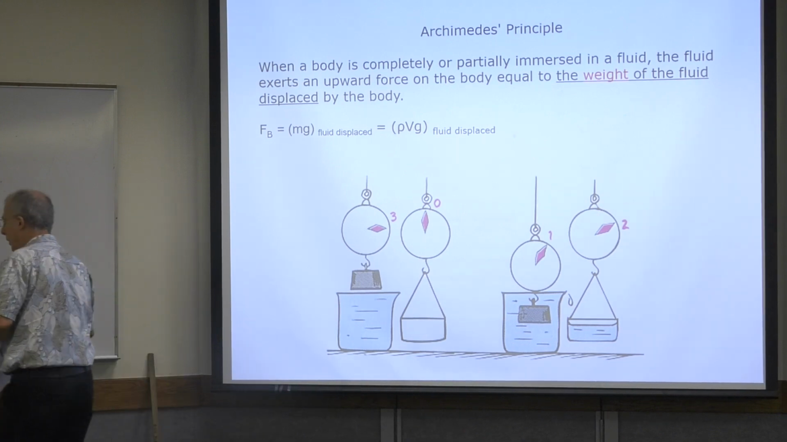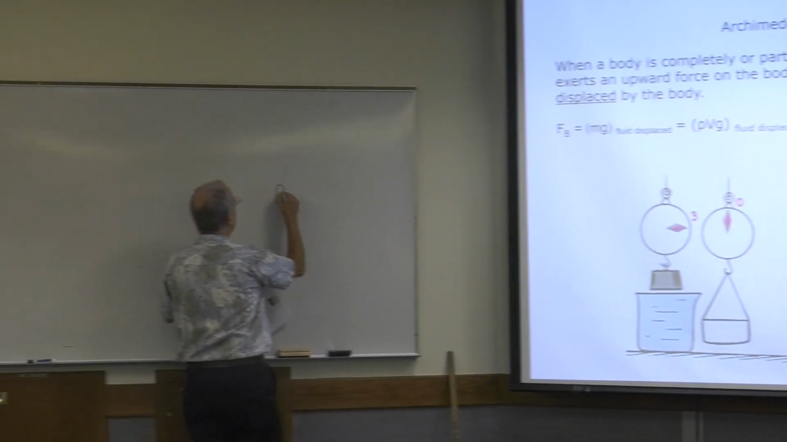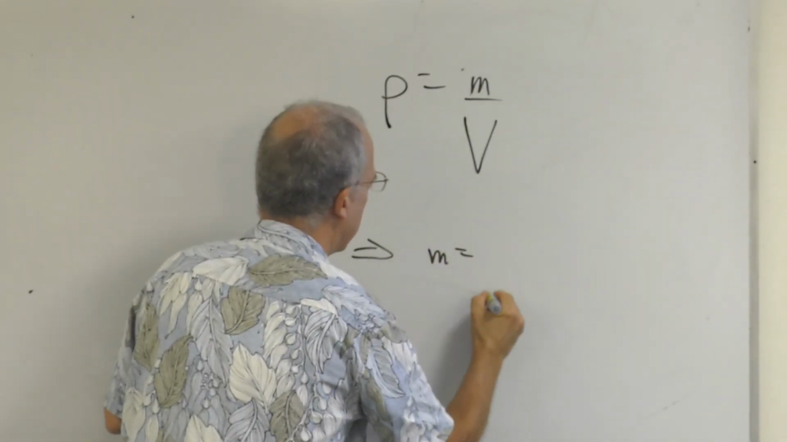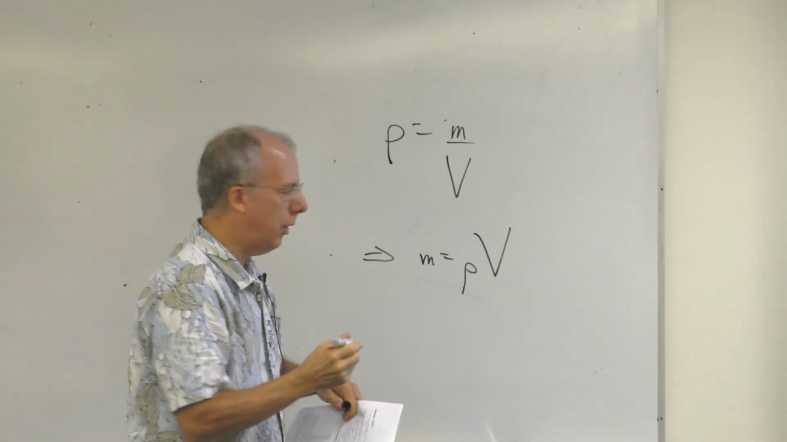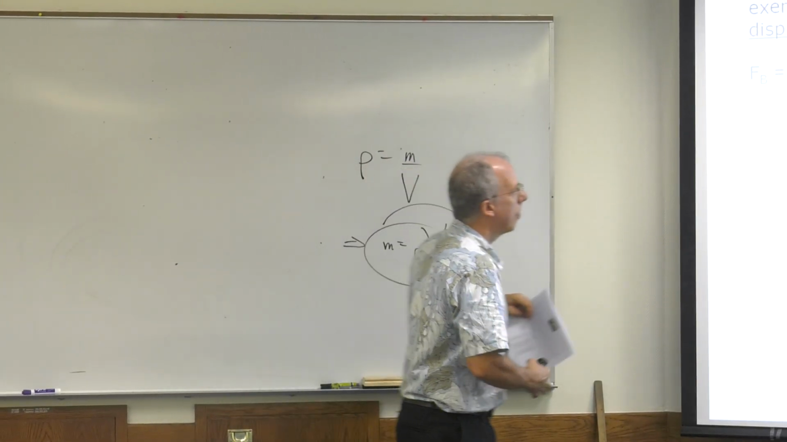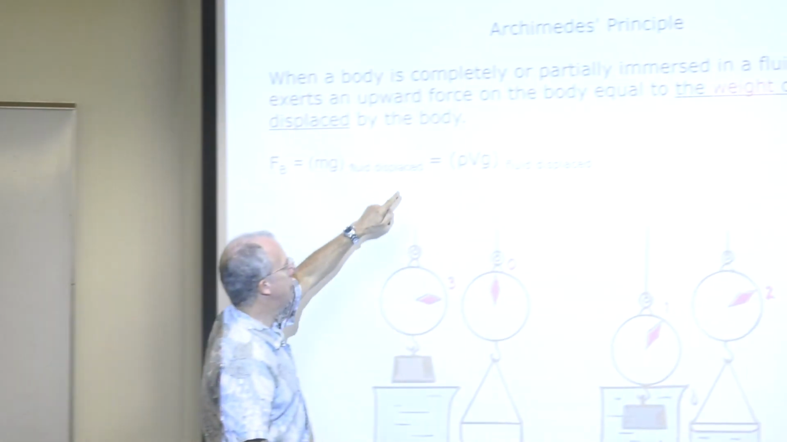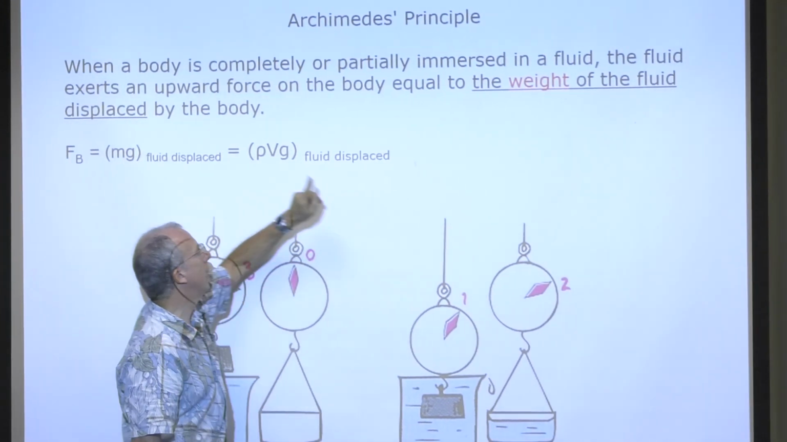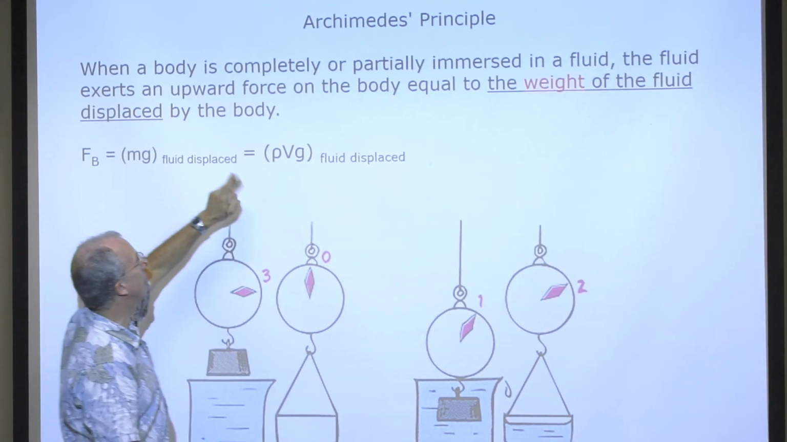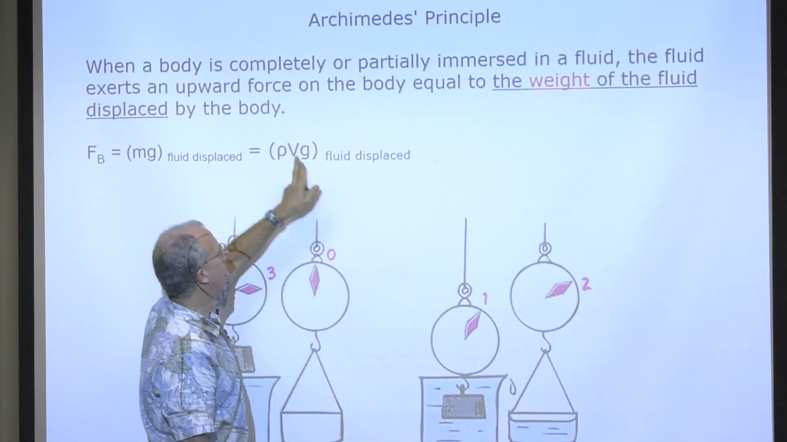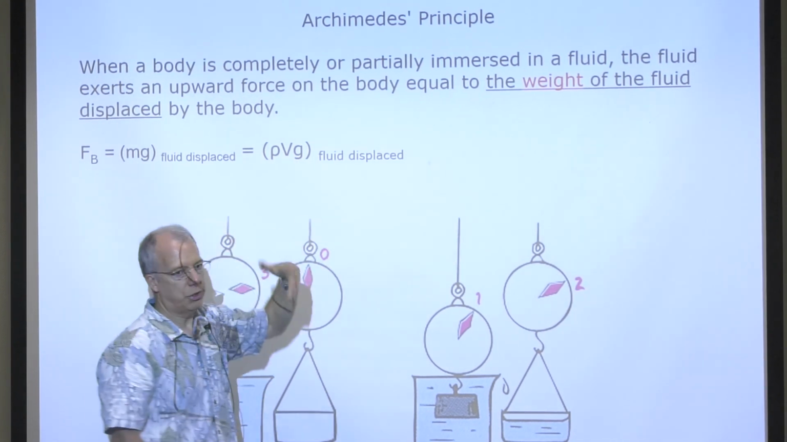So what did we learn the other day? Density is mass over volume, so therefore mass is the density times the volume. We're going to use this a lot. So here, instead of having mass, we just use the density times the volume of the fluid. This is the density of the fluid. It's not the density of the object. I don't care about the object. It's the density of the fluid, the volume of the fluid displaced, and g is g.